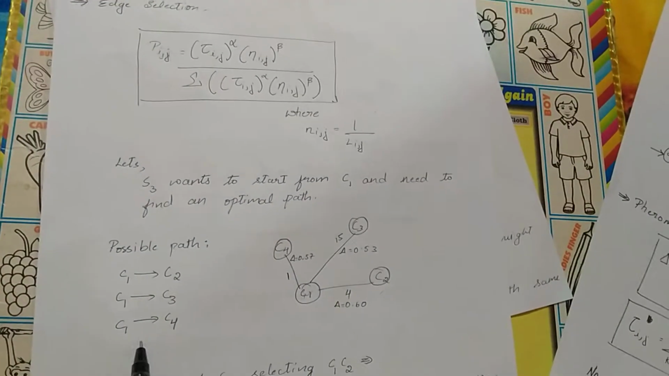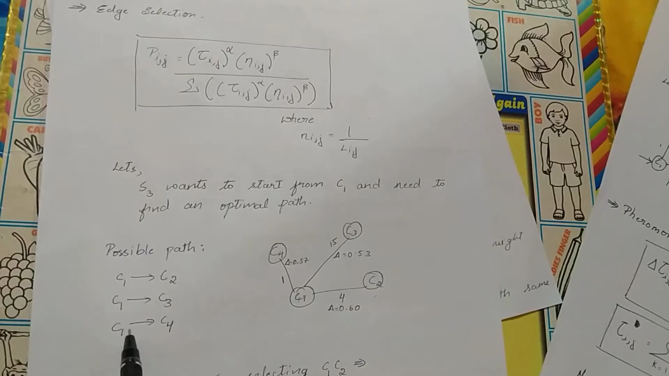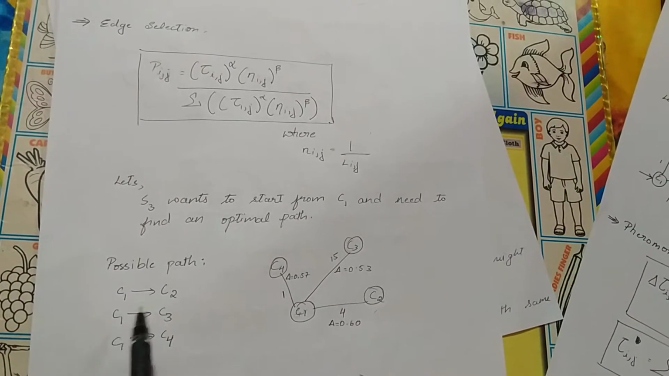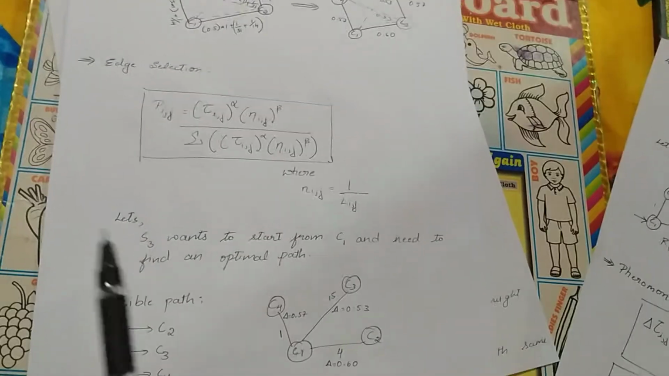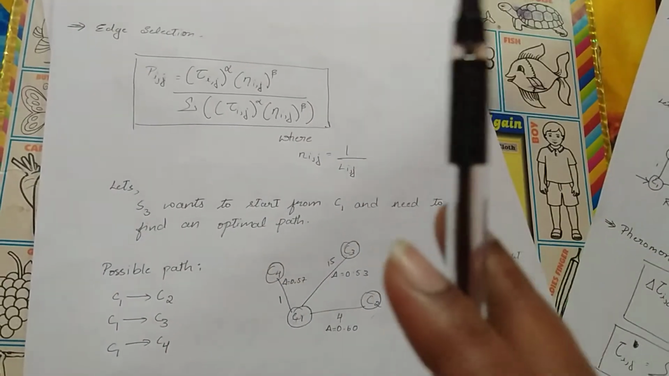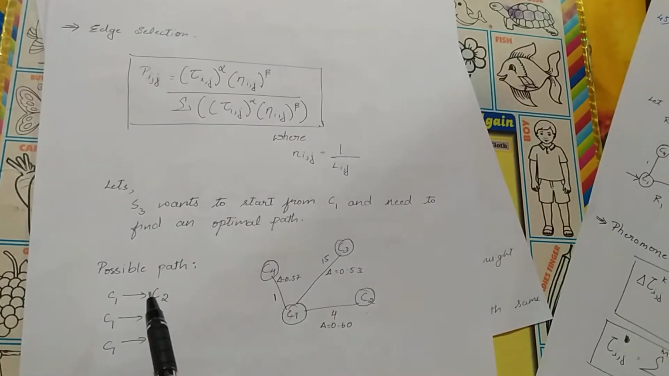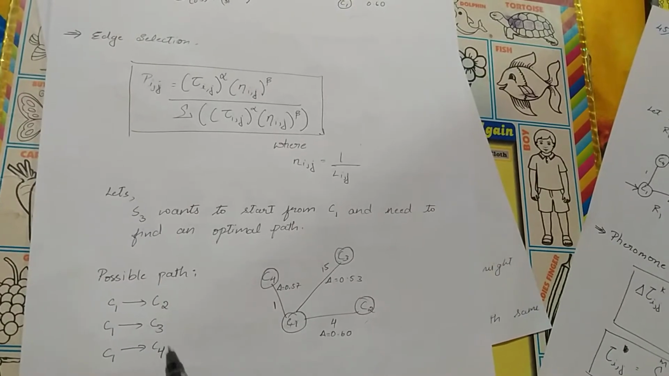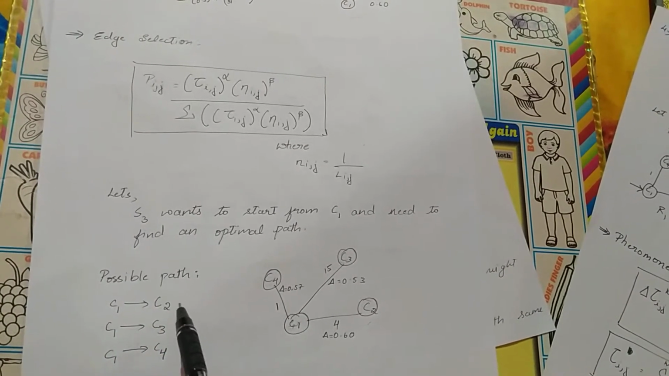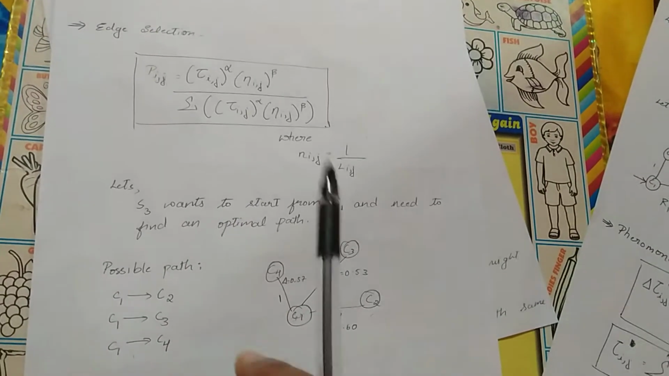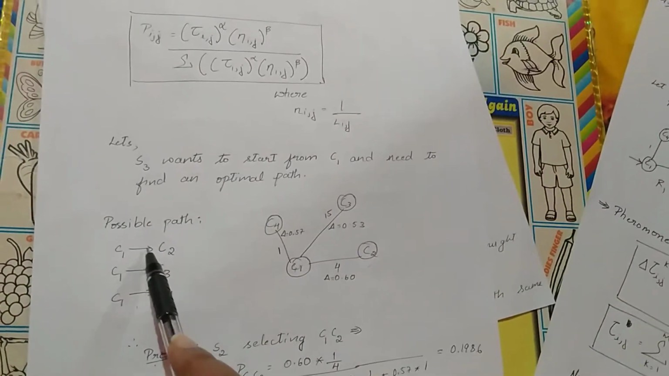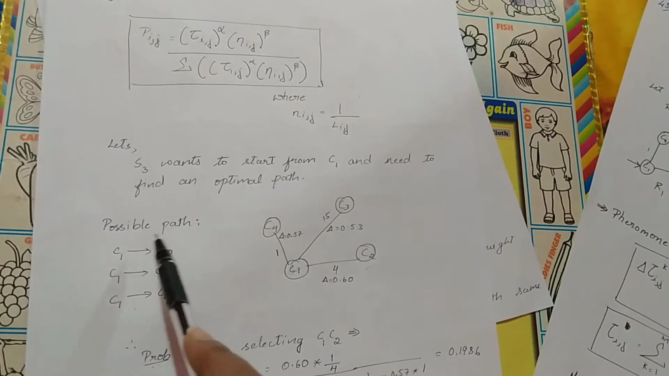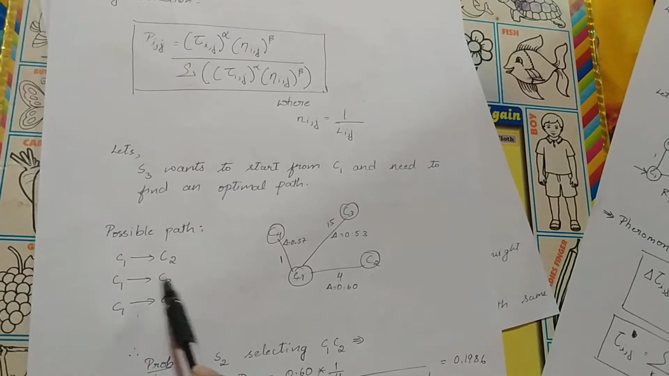First we'll list down the possible ways from C1. From C1 I can go to C2, C3, or C4. This is based on the first graph, which was constructed based on the cost matrix. So there is an edge between C1 and C2, C1 and C3, and C1 and C4. Hence S3 can go to either C2, C3, or C4 from C1. Now the task for us is to find the probability of S3 moving from C1 to C2, C1 to C3, and C1 to C4.